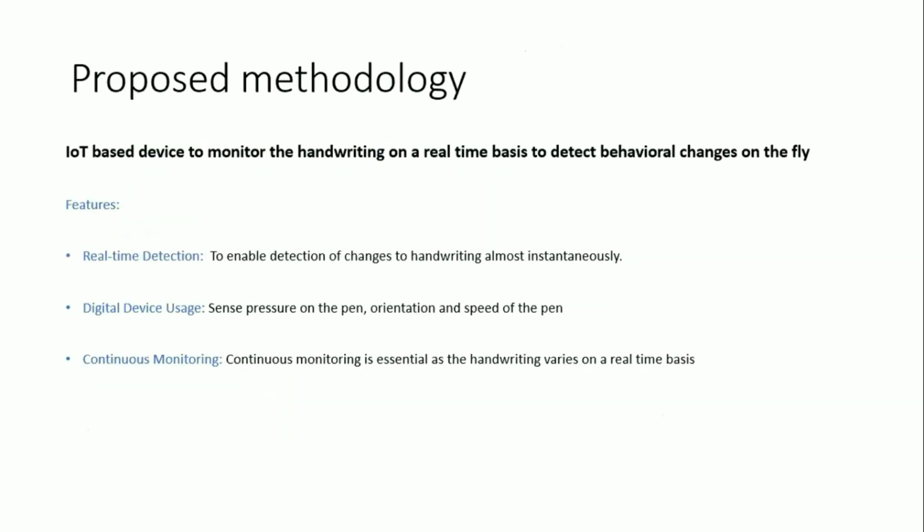The proposed methodology is fully automated. The offline method of digitizing the handwriting is not a viable option, because it is very time consuming. So we propose the use of an IoT-based pen to analyze the handwriting on a real-time basis. Parameters such as pressure, speed, and orientation of the pen need to be detected. For this, sensors such as accelerometers and gyroscopes can be used for sensing linear and angular motions.